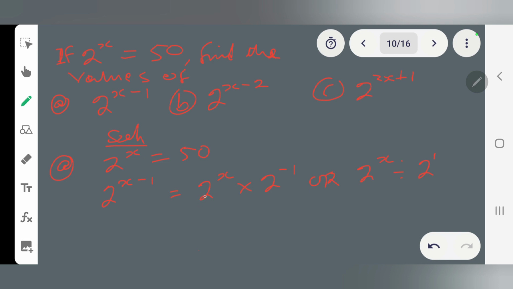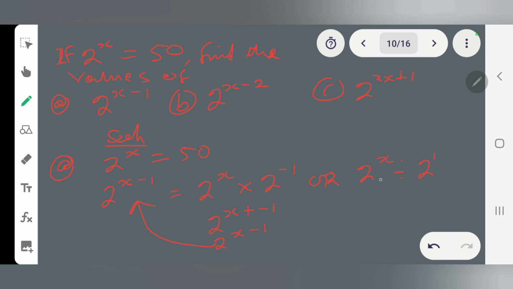Here, according to the law of indices, whenever we have equal base and there's a multiplication sign in between them, we need to add the exponential terms. So if we have 2 raised to the power x multiplied by 2 raised to the power minus 1, we can see it as 2 raised to the power x plus minus 1. But whenever a positive sign and a minus sign meet, we ignore the positive sign and make it minus. So here we can see it as 2 raised to the power x minus 1, which is equal to this one.